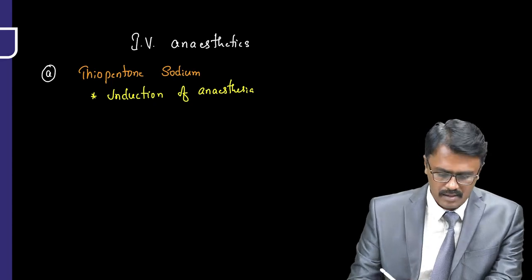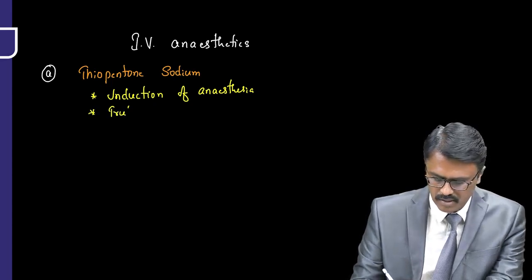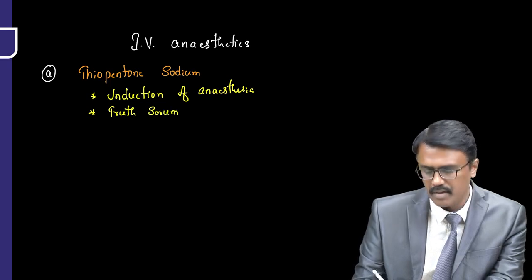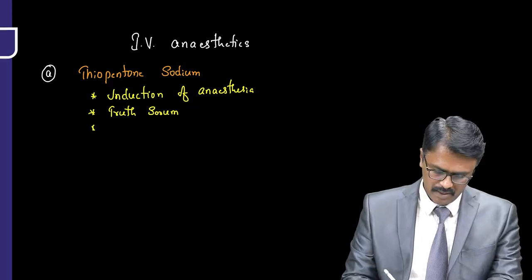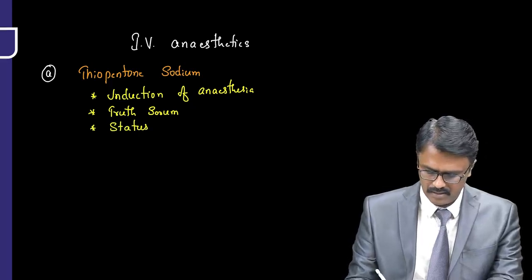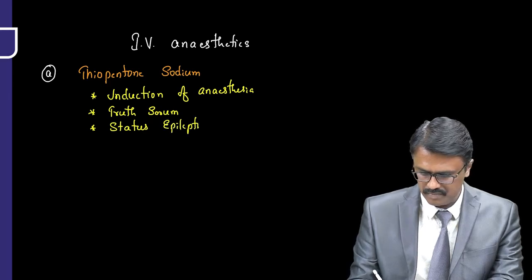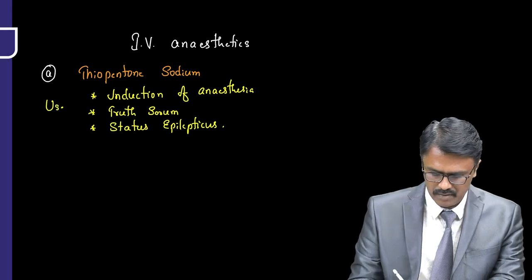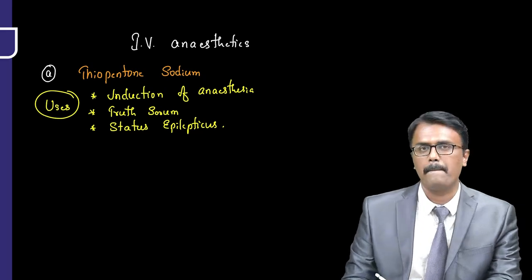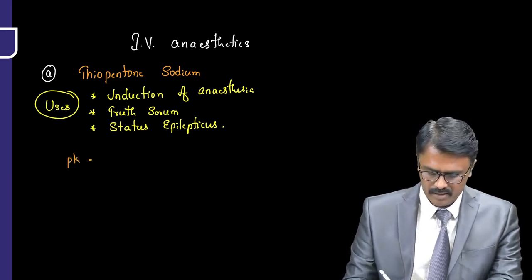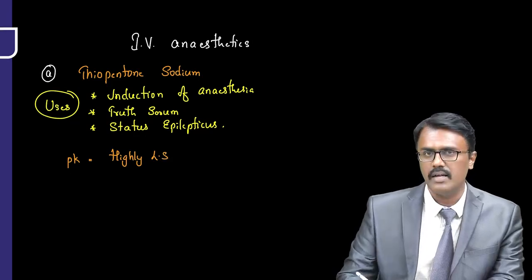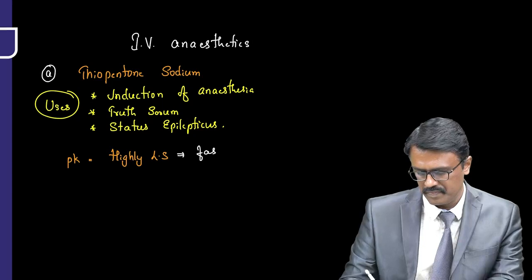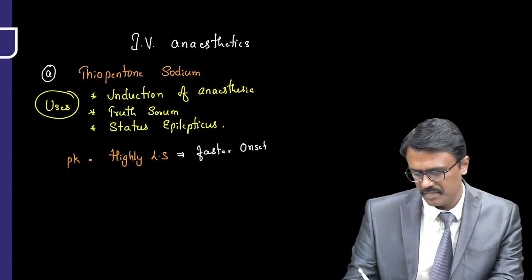Right? And second, it is also used in a serum called truth serum, which is used for narcoanalysis. Can you tell me one more drug used in narcoanalysis along with thiopentone? You're right, hyoscine. Sometimes it is also used to treat status epilepticus. So these are the uses of thiopentone sodium apart from anesthesia. Pharmacokinetically, the drug is highly lipid soluble. Since it is highly lipid soluble, the advantage is the drug has a faster onset of action, so it can enter the brain faster.